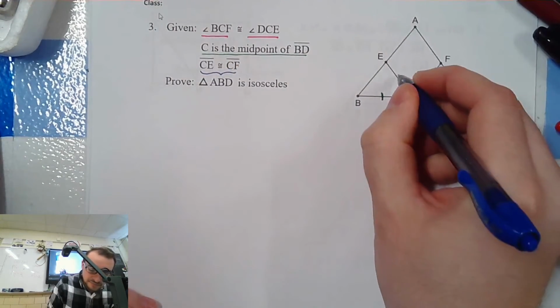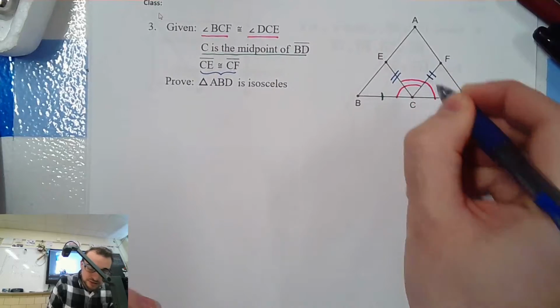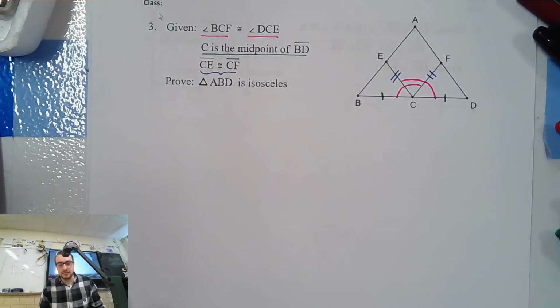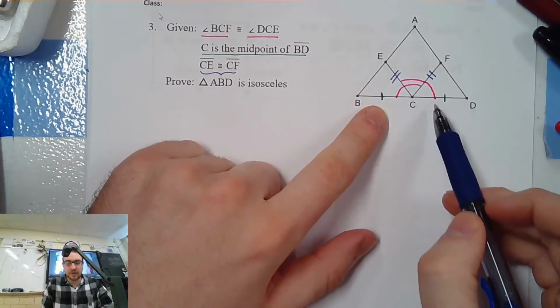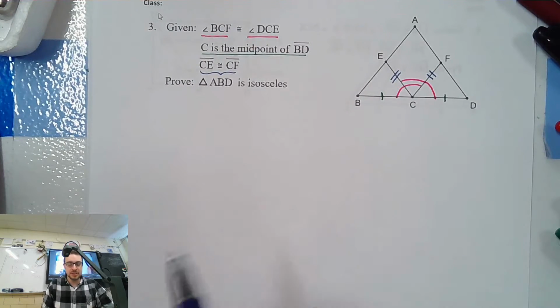CE is congruent to CF. So that means this is true. Again, use two tick marks there because we don't know if they're congruent to the green, right? It's a separate statement. Okay, cool.